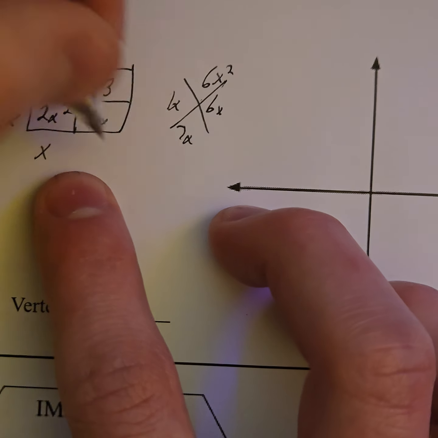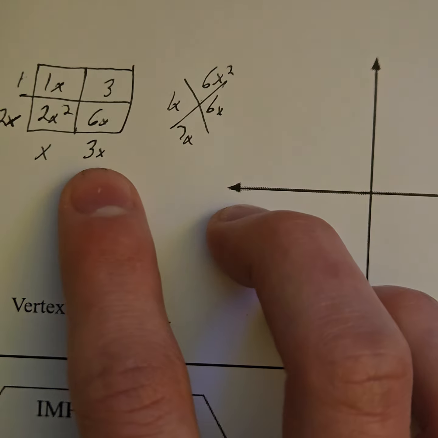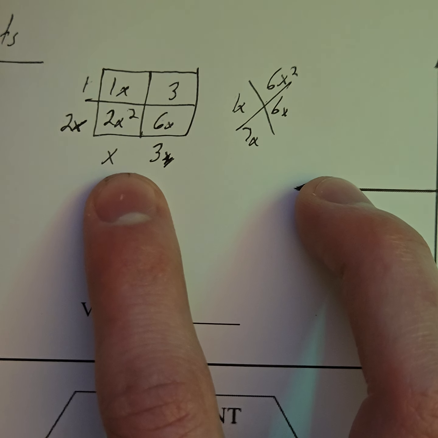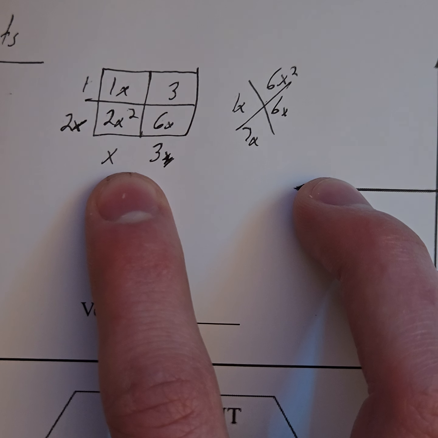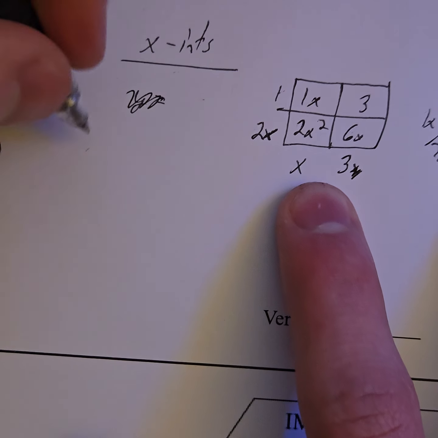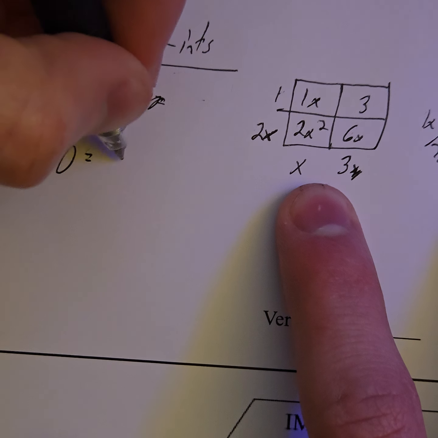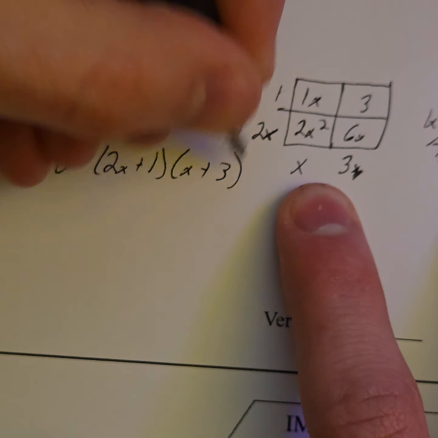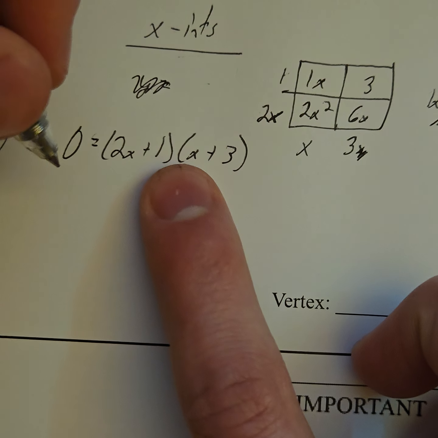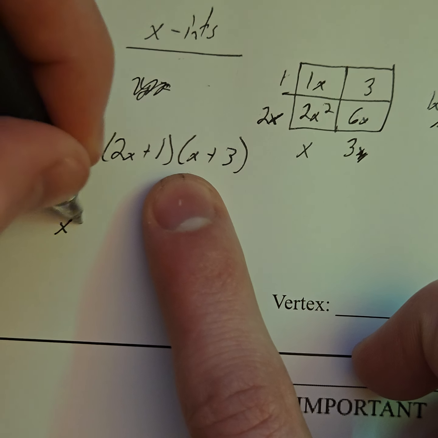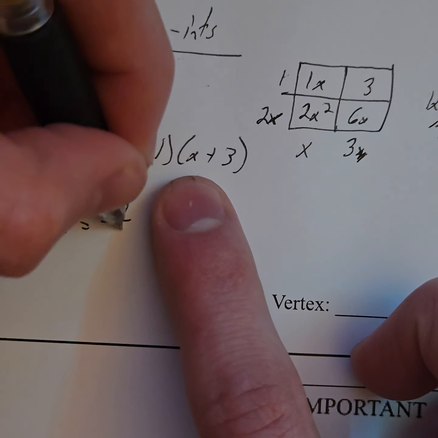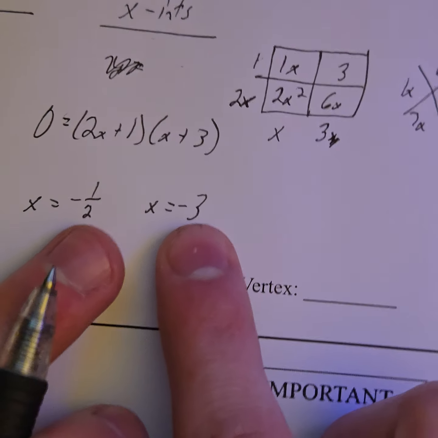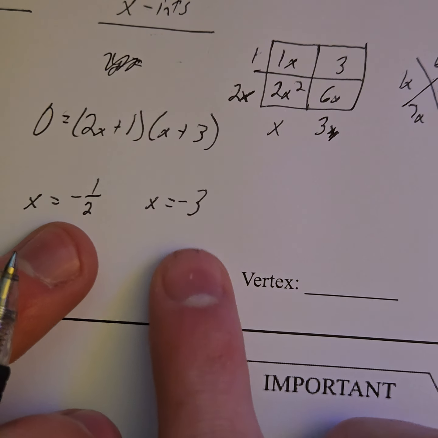So I'm just flying through this one. Just pause it if you need to. Oops, that doesn't need an x. Okay, so when we factor it, we should have 0 equals 2x plus 1 and x plus 3. So if you set these equal to 0 and solve them, you get x equals negative 1/2 and x equals negative 3. Those are our two points.